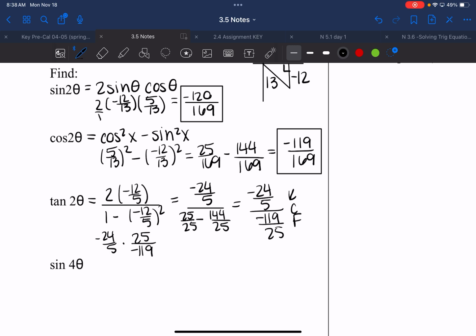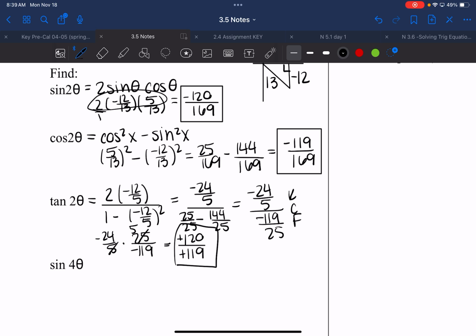So I could simplify a little bit, right? I could divide this 5 out, and if I take 5 out of 25, it would just become 5. All right, so now I need to multiply. So what's negative 24 times 5? We had that up here, right? 120, negative 120. Over negative 119, right? But 2 negatives do make a positive. So that's what we're left with.